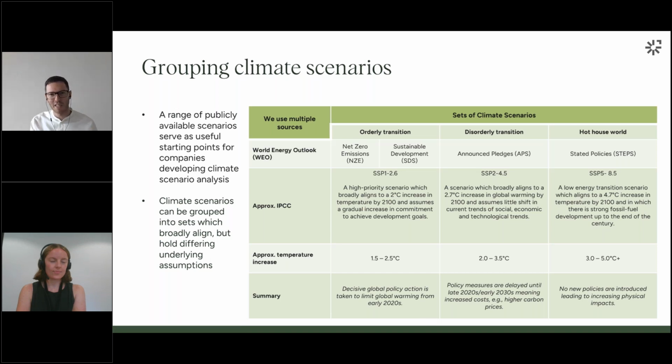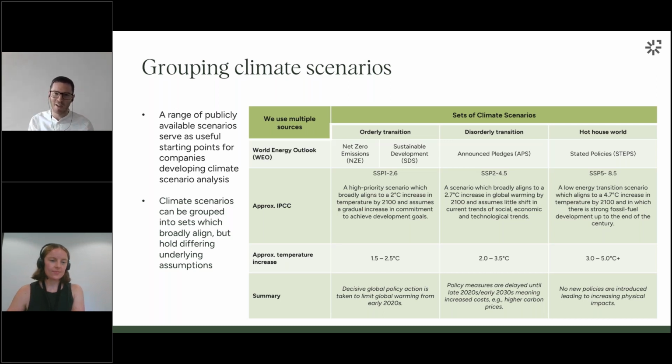So an orderly transition is where we're saying that there's very decisive global policy action to limit global warming in the early 2020s, or really it should have started at the beginning of the 2020s. So this is the scenario where essentially we're seeing more transition risks and a faster decarbonisation.